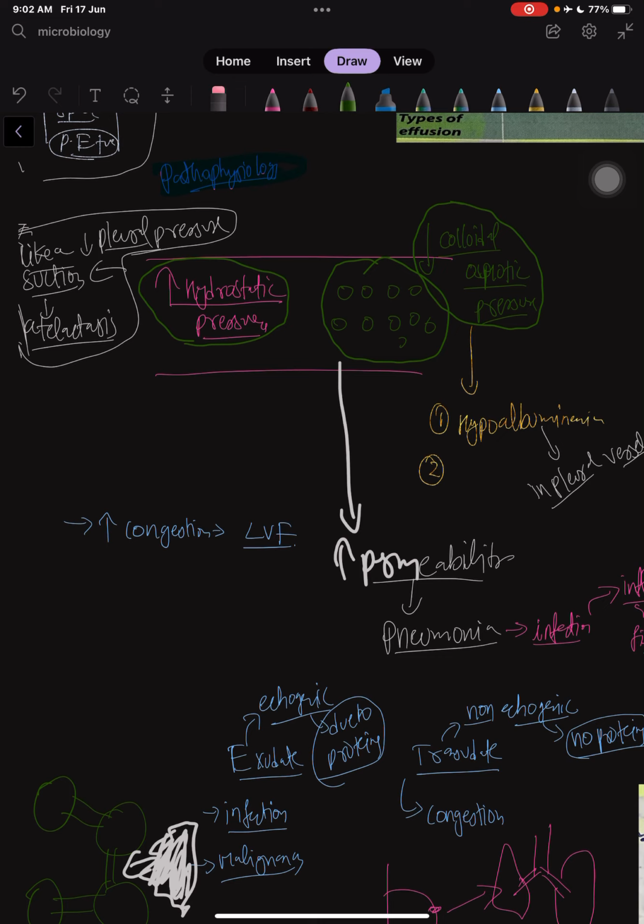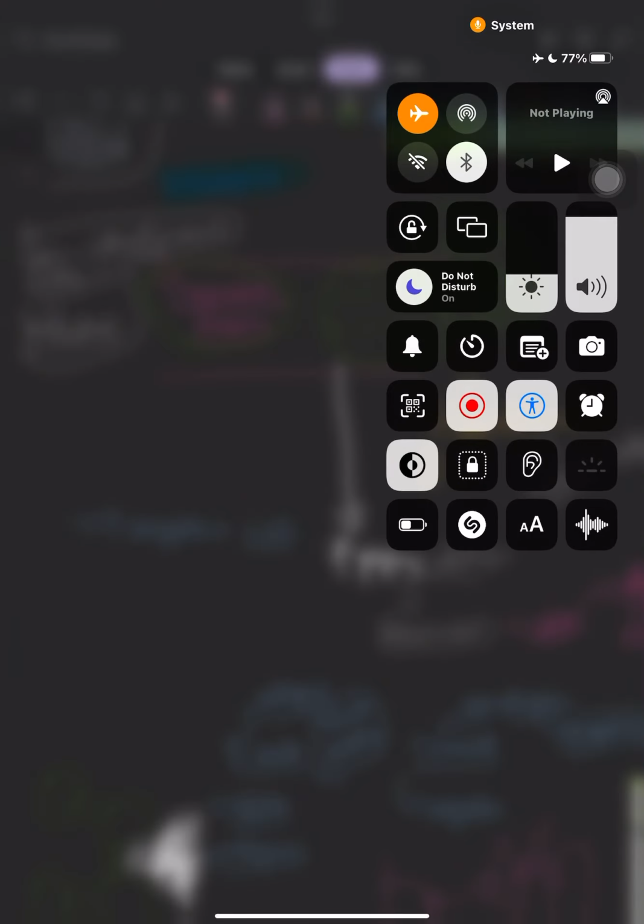Now, let's say within the lung vessels, if there is loss of protein, hypoalbuminemia, then there would be decreased colloidal oncotic pressure. Or if there is too much blood, or if there is decreased circulation of blood within the lung vessels, then there will be increased hydrostatic pressure, right? We'll be discussing this in detail a bit later.